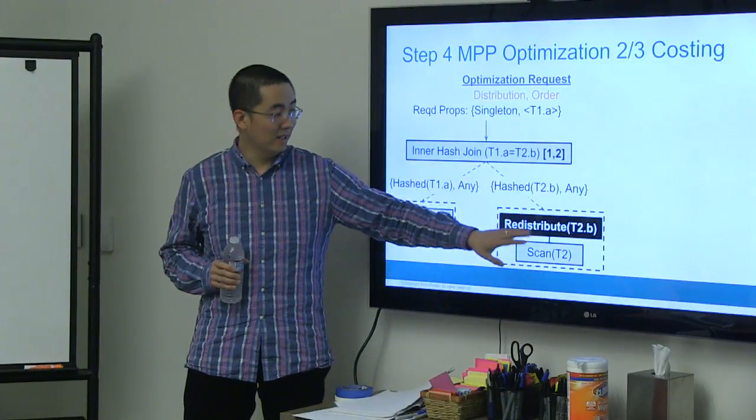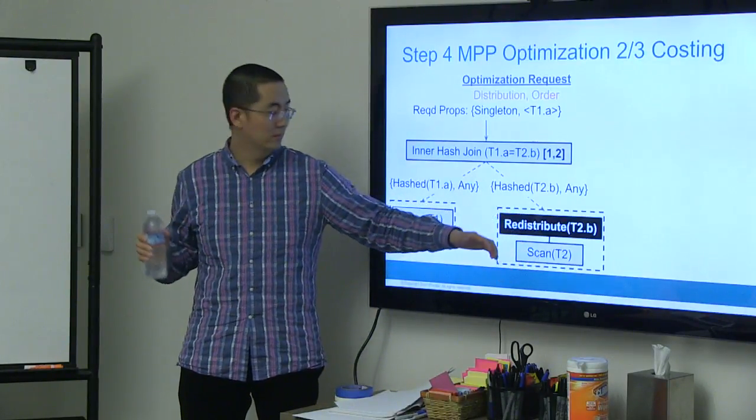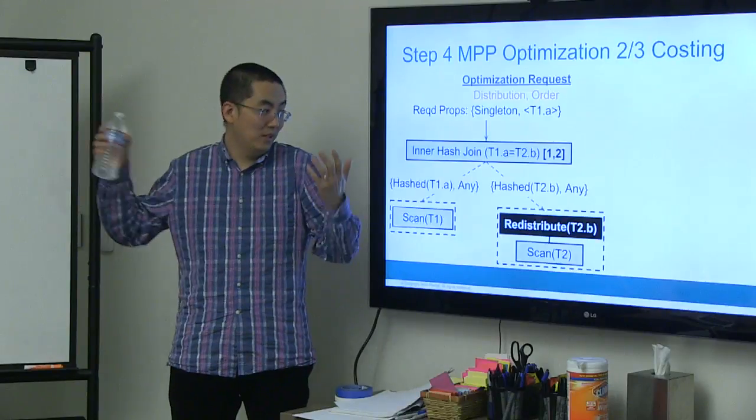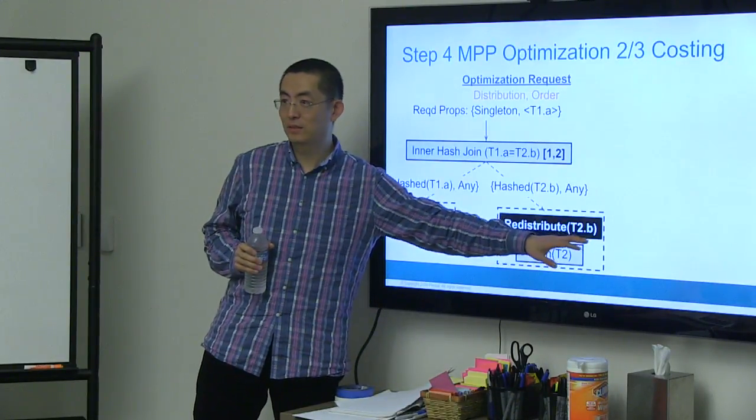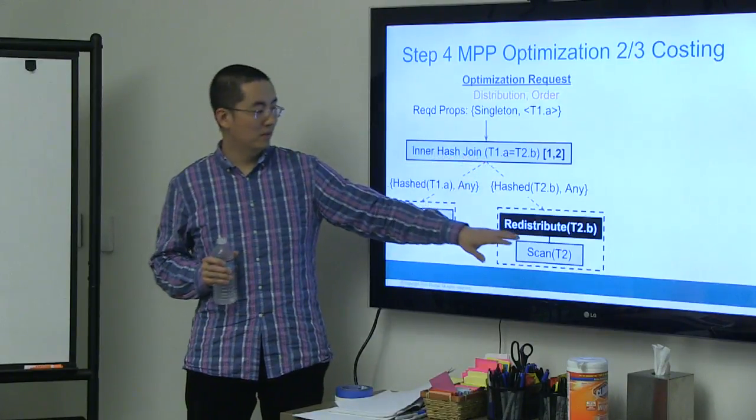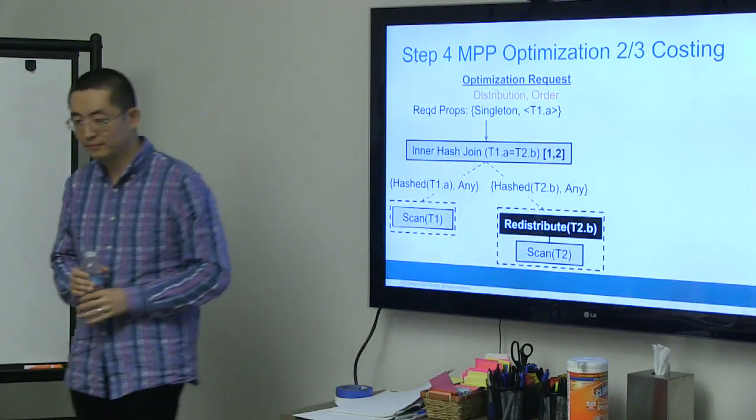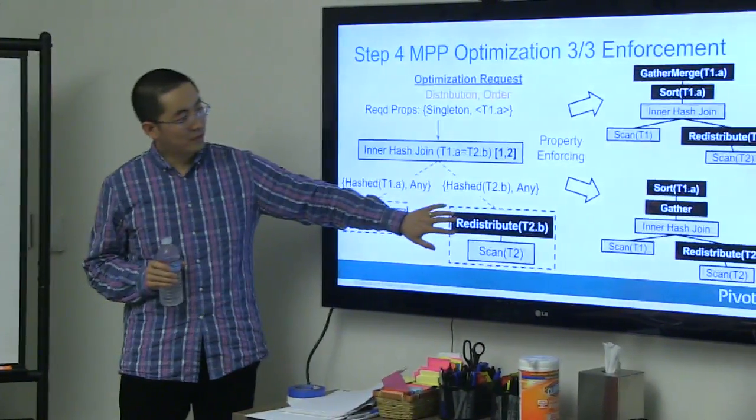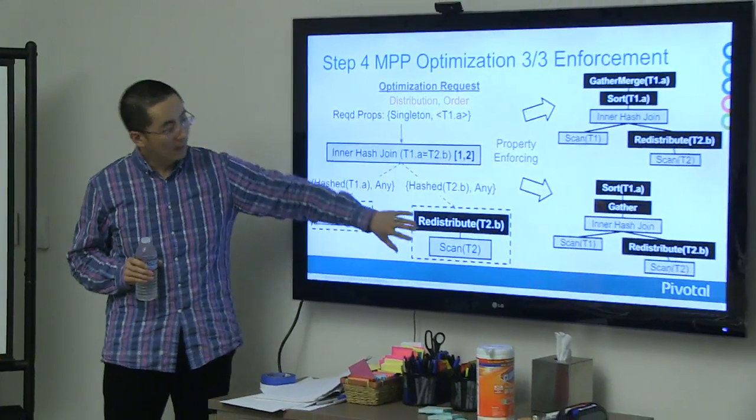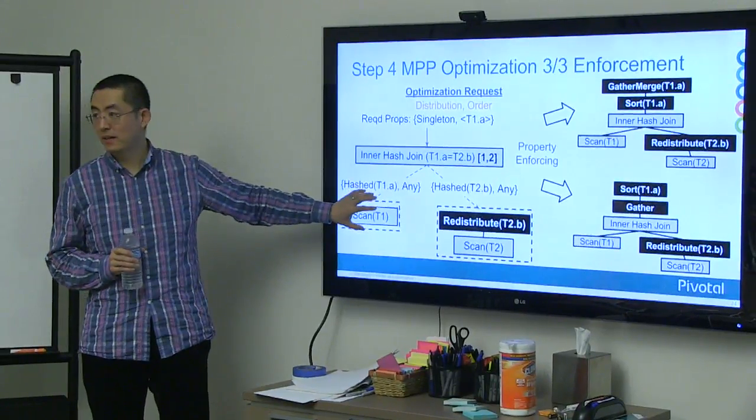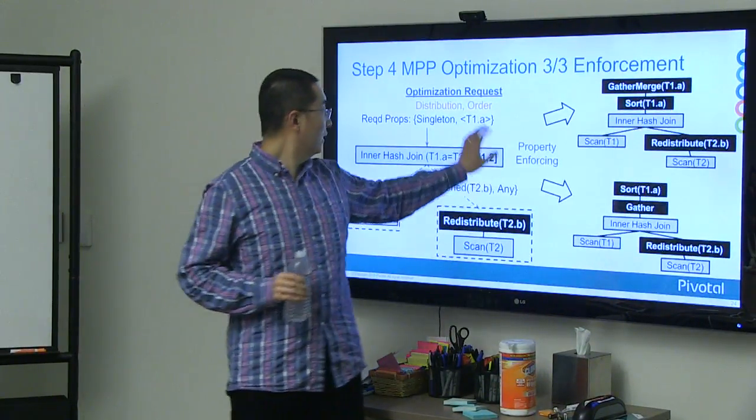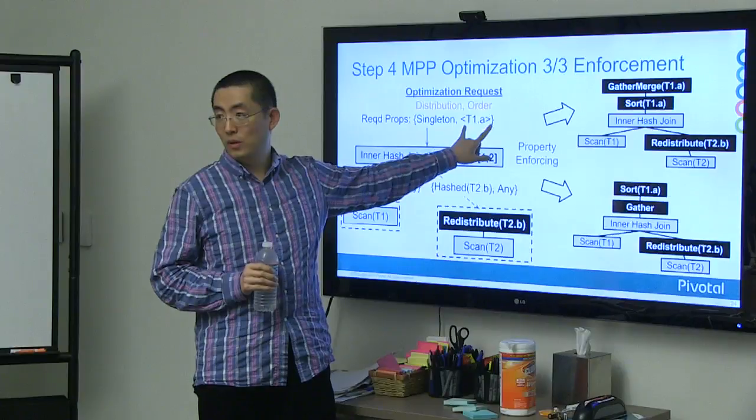However, if the data is actually distributed differently, say T2 is actually distributed on C, and I need to redistribute this one on the column B so that I can join them together, then there's extra cost of redistribution. Once we figure out the redistribution, and this one comes back, we've got this part settled, and we still have one more, which is regarding the order, right?